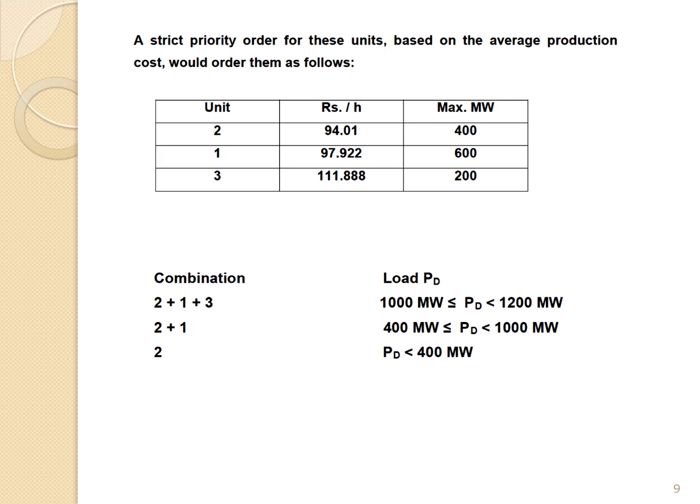Suppose the load demand is between 400 megawatt and 1000 megawatt, then only two units are sufficient, that is the unit number 2 and the unit number 1. In the order that unit number 2 will be loaded first and then the unit number 1. Suppose the load demand is less than 400 megawatt, then we require only one unit, that is the unit number 2. And the unit number 2 is sufficient to meet this load demand of 400 megawatts because its maximum capacity is also 400 megawatt.